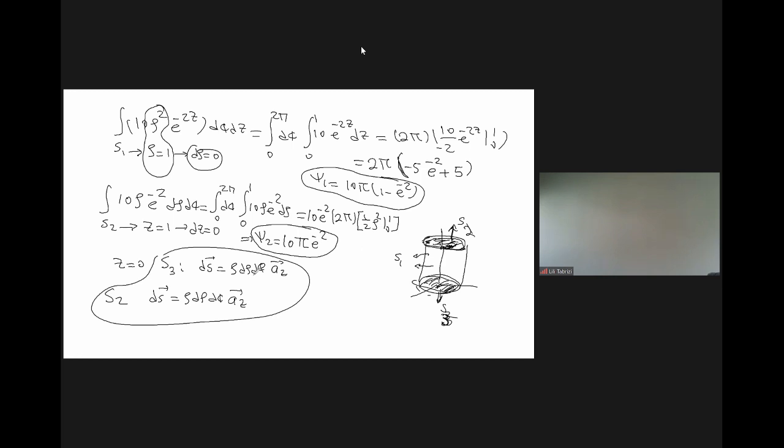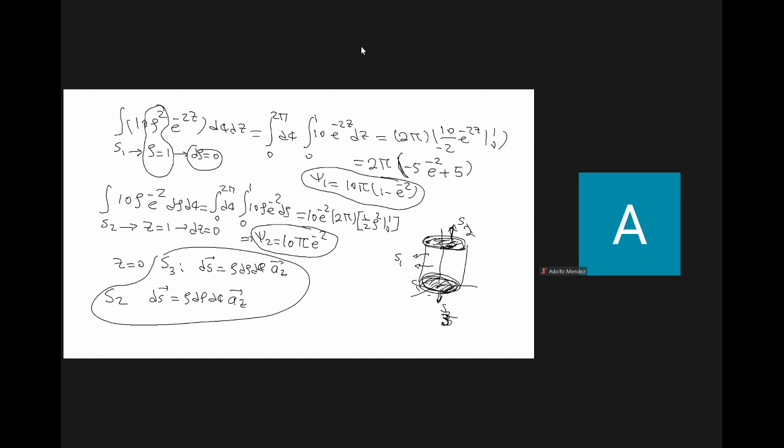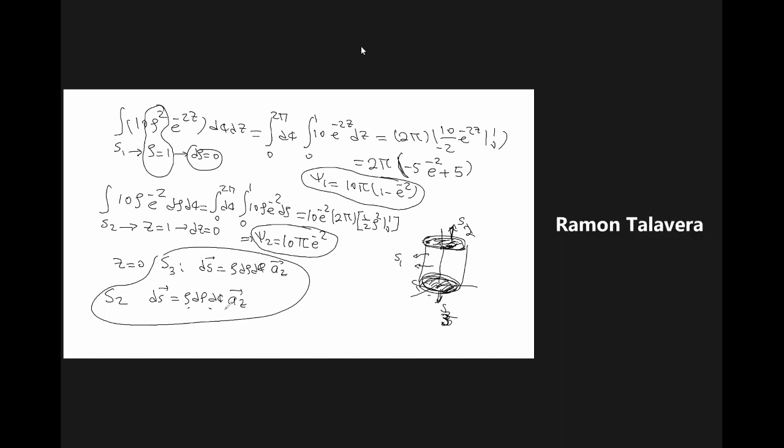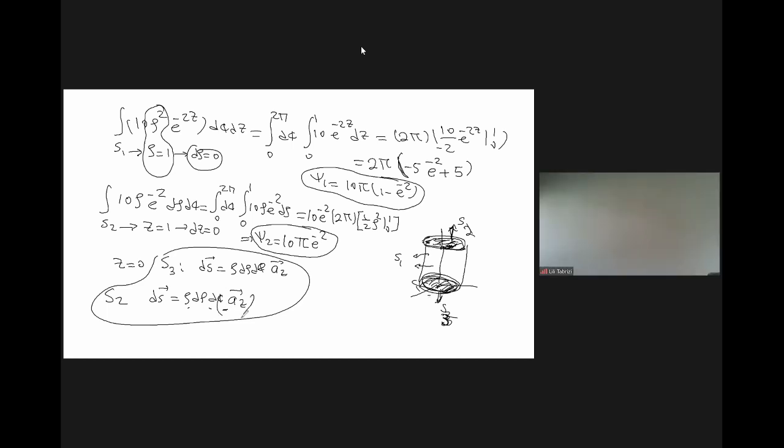What's the normal vector to the surface? az. What about the lower surface? For the lower surface, again, what is changing? Rho d rho d phi. What's the direction of the normal vector to the lower surface? Negative az. For the upper surface, I have plus az. For the lower surface, for ds, I have minus az.